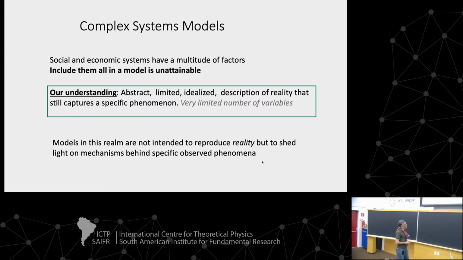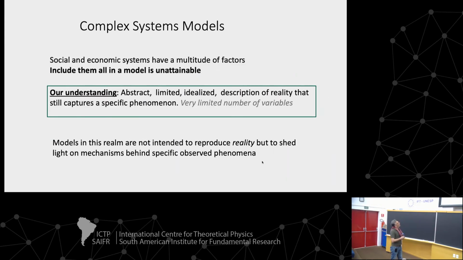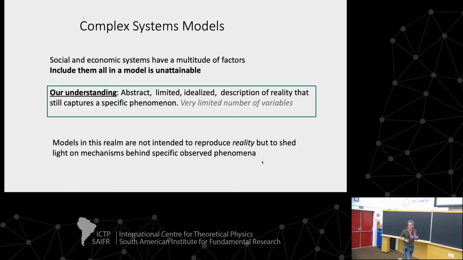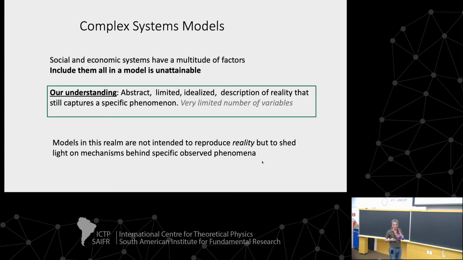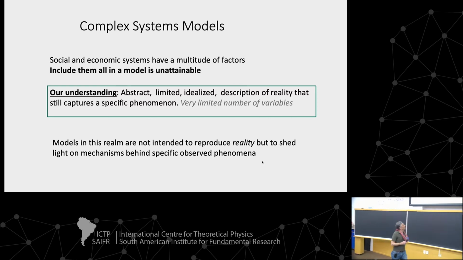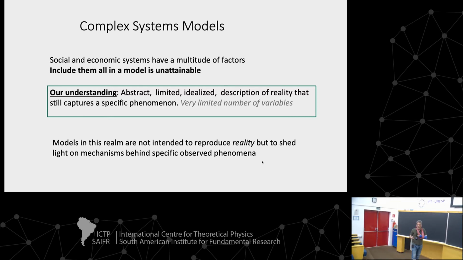So if we want to model complex systems, for example, how a society behaves, or how a group of ants behaves, we have a multitude of factors. We have many, many elements. So the first step to model a complex system is to simplify it to the basic mechanism responsible for the emergent behavior. So we have to try to understand and formulate an idealized description of the reality that captures the emergent behavior we want to model.